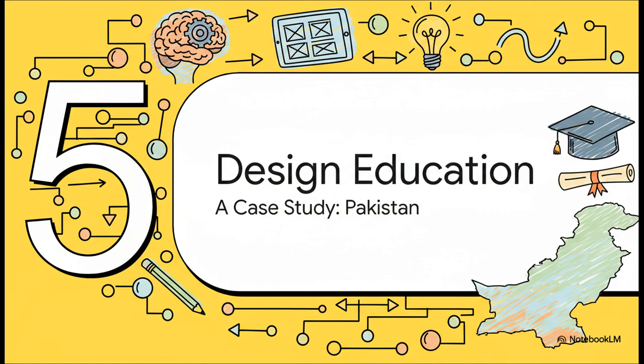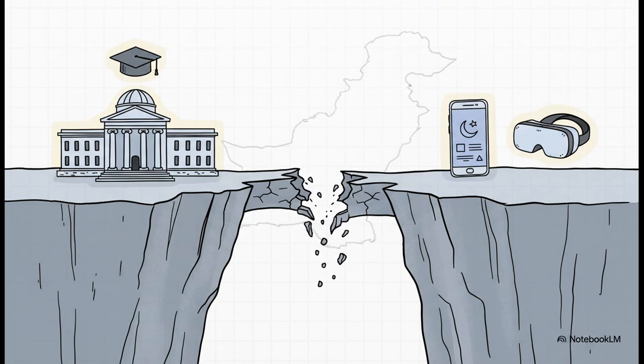How are new designers supposed to be learning all these skills? And this brings us to our final, really thought-provoking section, which uses Pakistan as a case study from our source. The core problem that's identified is pretty straightforward. There is a major gap in the formal education system. Universities might have programs for general graphic design or architecture, but these highly specialized modern fields like UI, UX, and product design are often just not in the curriculum.